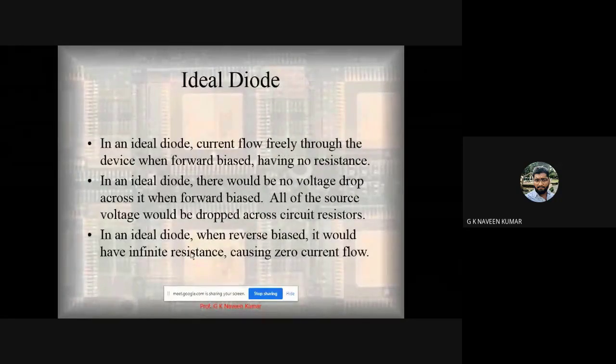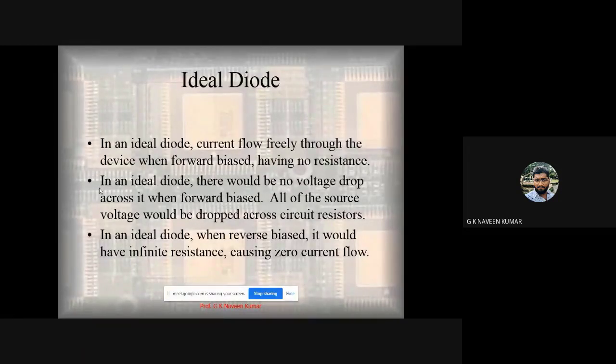What is an ideal diode? An ideal diode is one which does not have any forward voltage. As we have discussed, silicon has a forward voltage of 0.7 and germanium 0.3. The ideal diode is one which is directly short circuited in forward bias condition. That is, VD will be 0 in forward bias condition and ID will be maximum. Whereas in reverse bias, VD will be exactly equal to the reverse voltage, that is our bias voltage, and it will have zero resistance.